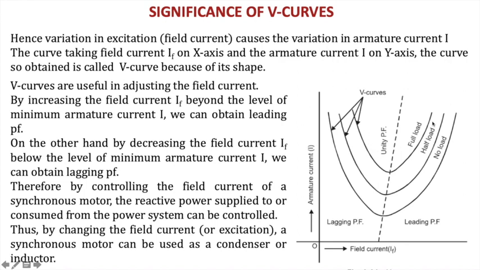So this is the full load curve, this is the half load curve, and this is the no load curve. That means the current is less at no load, and the armature current goes on increasing with the load, plus it changes with the field excitation. As we have seen before, for the lagging power factor the current reduces, but for the leading power factor the armature current will increase. Now as the shape of these curves is like the alphabet V, these curves are known as V curves.